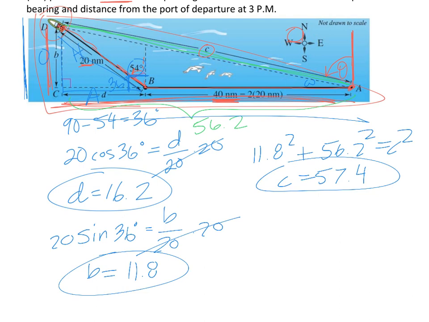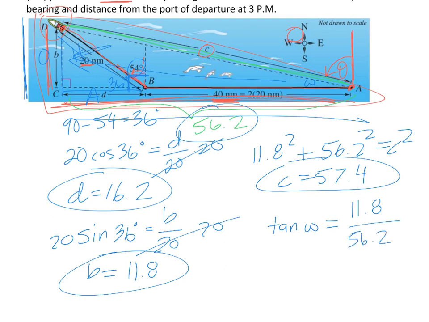And how am I going to do that? I got opposite. I got adjacent is 56.2 for this big triangle. So I have tangent of omega is equal to opposite, which is b, which is 11.8, over 56.2.